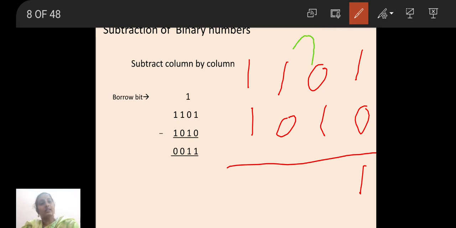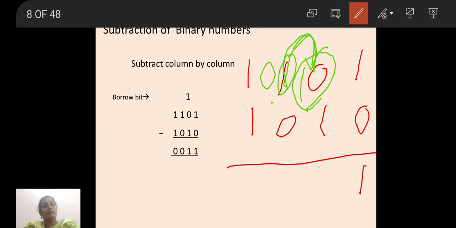By taking this as borrow here, this 0 becomes 1 0 and this 1 becomes 0. Why? Because this 1 is moved here. So nothing is there here. So third bit becomes 0, but second bit becomes 1 and 0. So that 1 0 minus 1 is equal to 1 and 0 minus 0 is equal to 0. 1 minus 1 is equal to 0. So finally we are getting 0 0 1 1.